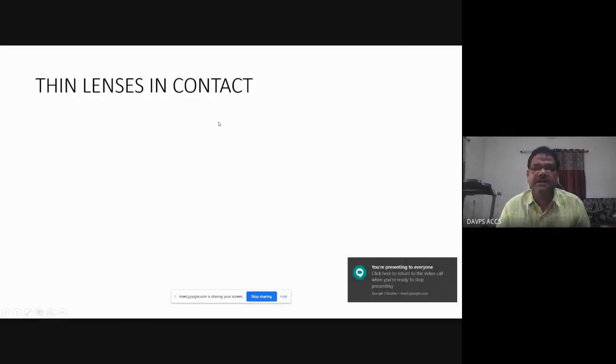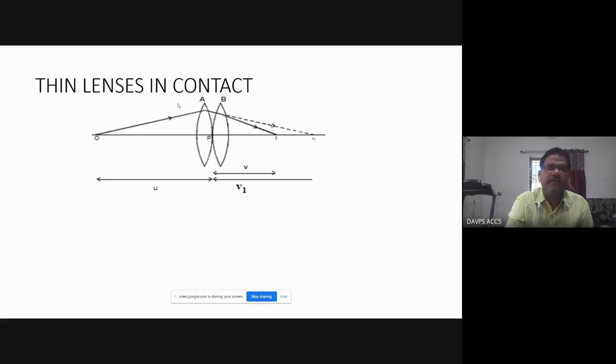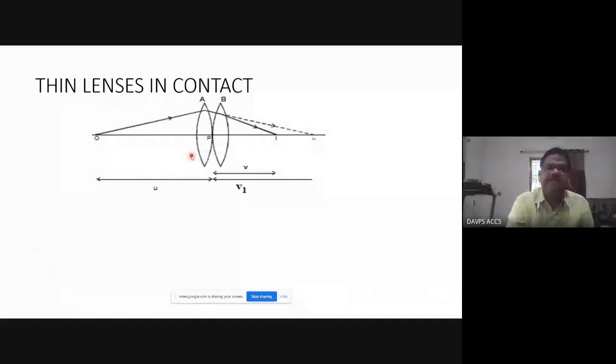Thin lenses in contact. I have taken two convex lenses here, A and B. They should have a common principal axis, and they are in contact, touching each other. So what will happen here?